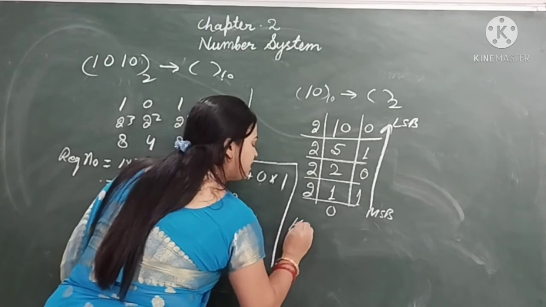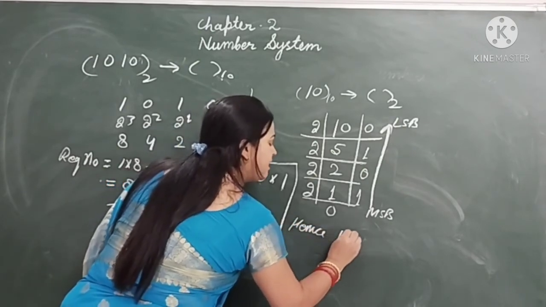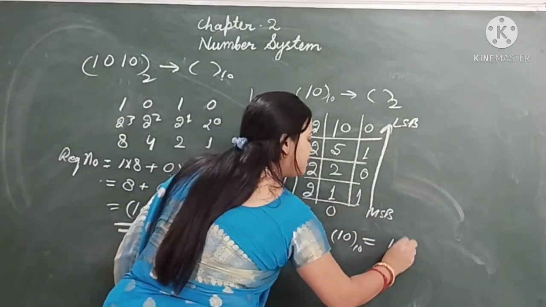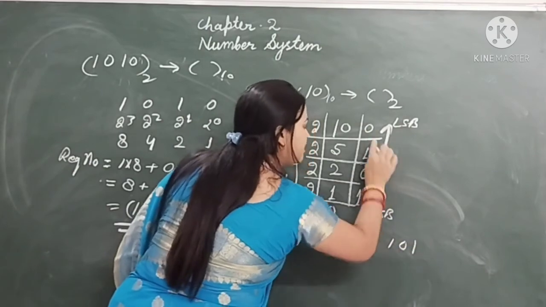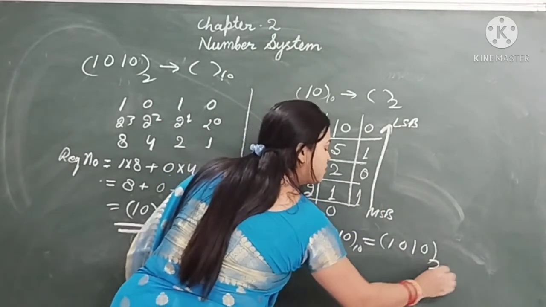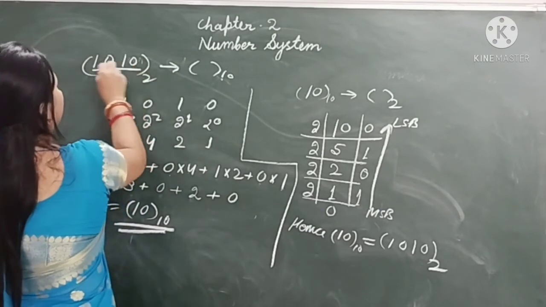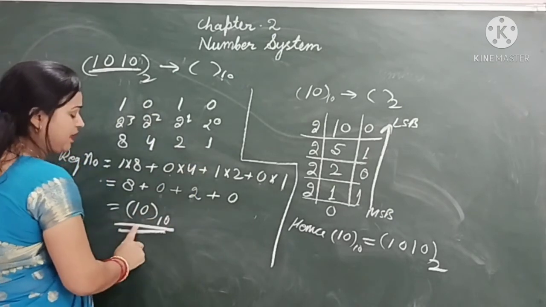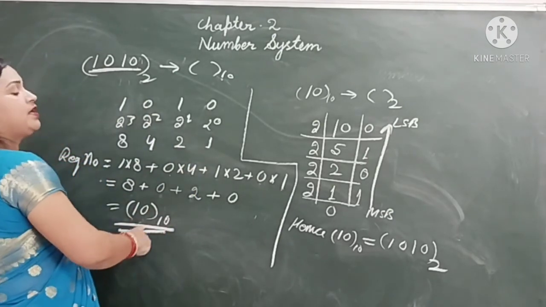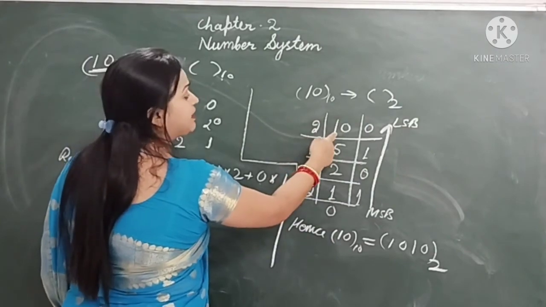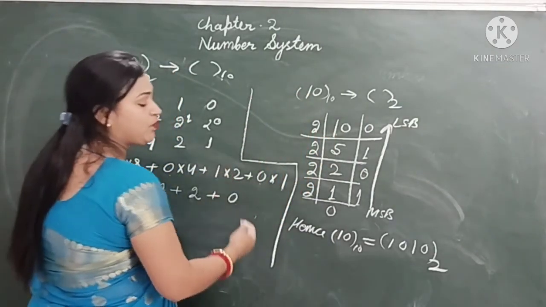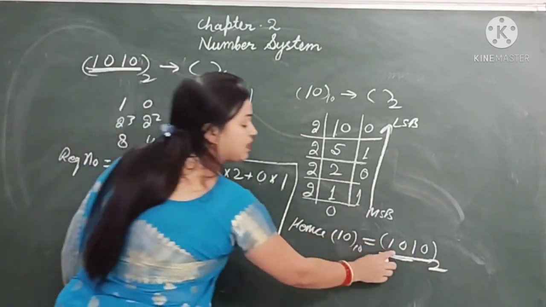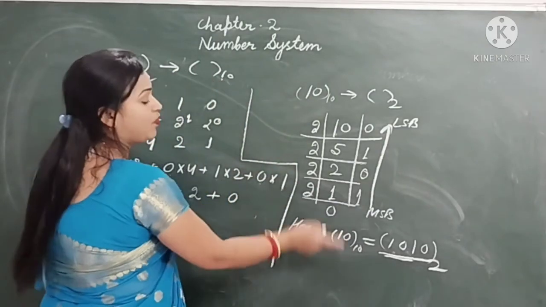Hence 10 base 10 is equal to what? What do we see? 1, 0, then again 1 and then 0. So what we see? Base 2. The initial question was 1010 base 2, that has been converted into decimal and we got 10 base 10. Further we converted this decimal number 10 into its equivalent binary, and what did we get? The same number that was given in the beginning, 1010. Hence it is verified. Okay.